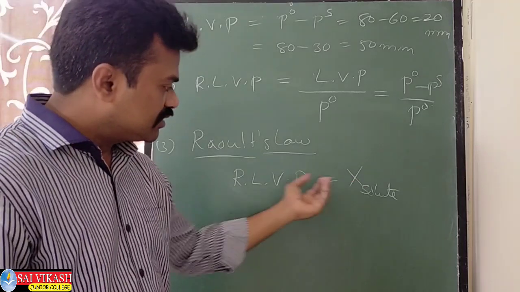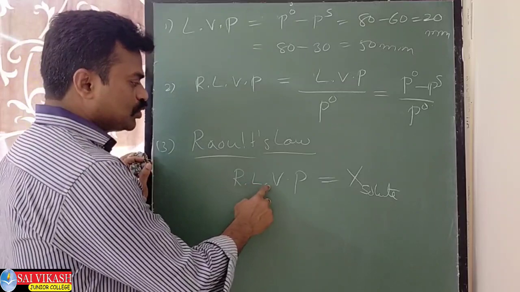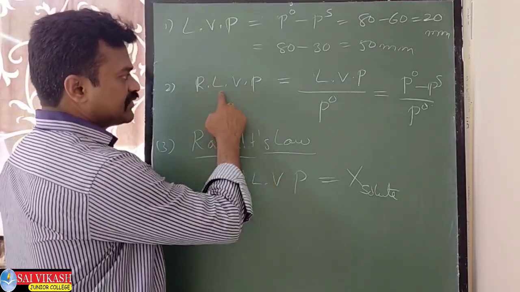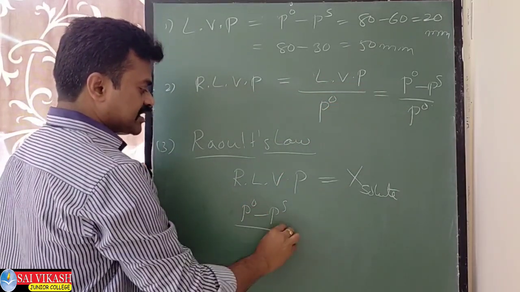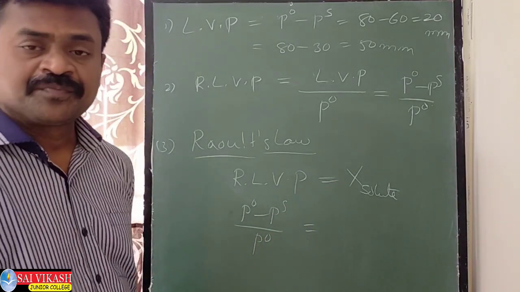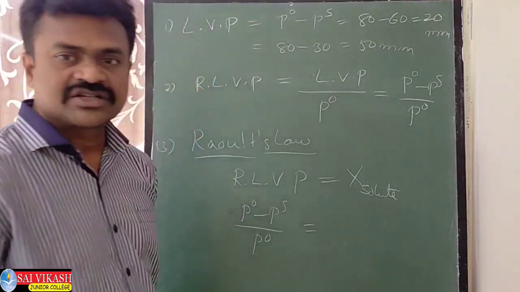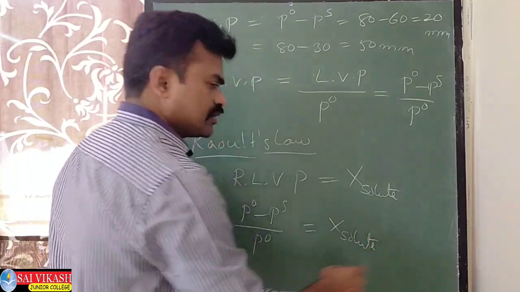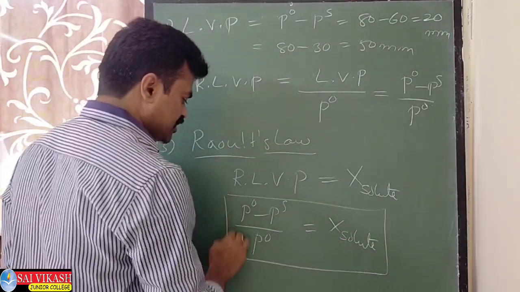It means what? Apply this to all the remaining formulas. Relative lowering of vapor pressure. I am writing this formula now. RLVP, what is the formula? P naught minus Ps by P naught is equal to mole fraction of solute. Mole fraction of solute, what is the formula? I can take it like this also. After that I will expand this. This I am taking as equation number 1.